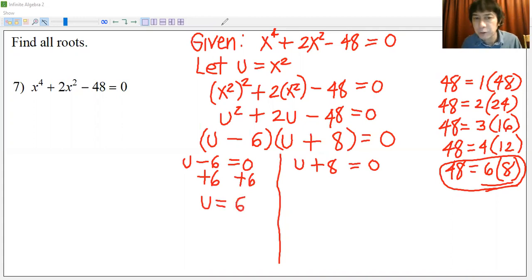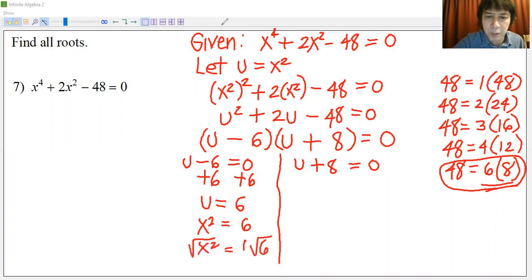And then we go back to our substitution. Our U is equal to x squared. So this is x squared is equal to 6. Extract the square root of both sides. Square root of x squared and square root of 6. This is plus or minus. And we have the roots. X is equal to plus or minus square root of 6.